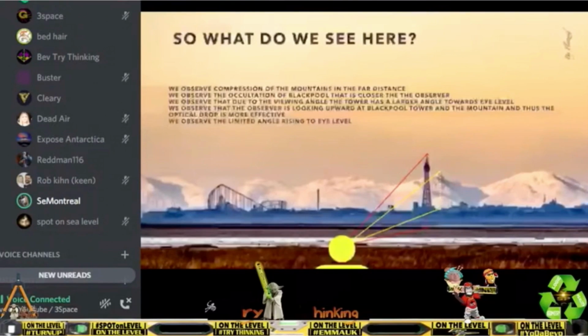We observe that due to the viewing angle, the tower has a larger angle towards the eye level, which is what I was saying. When you change your elevation, you're actually decreasing the further observation angle. So that mountain, when you change your elevation, you're actually changing its angular size. It's not staying that angular size, and that's why when they use the trigonometry, it does not actually depict reality.